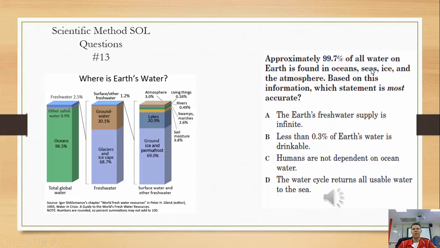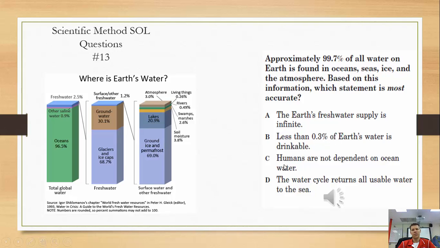Alright, 99.7% of all water on the earth is found in the oceans. Can't drink that water. The seas, can't drink that. Ice, can't drink that. And the atmosphere, can't drink that. Based on this information, which statement is most accurate? Alright, the Earth's fresh water supply is infinite or unlimited, and we have as much as we could ever need. That's not what that statement was about. Less than 0.3% of the Earth's water is drinkable. It did imply that because it said 99.7% is in all these places, and those are not drinkable water.